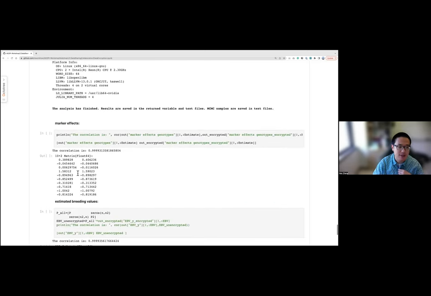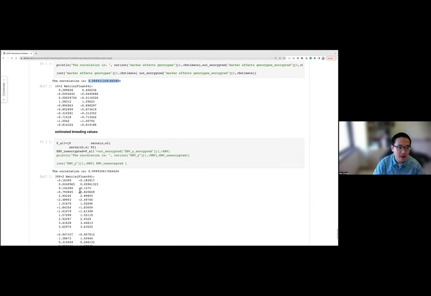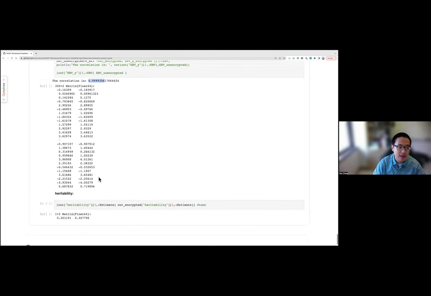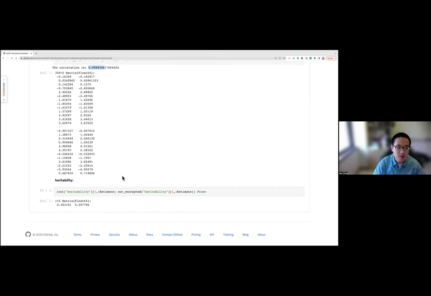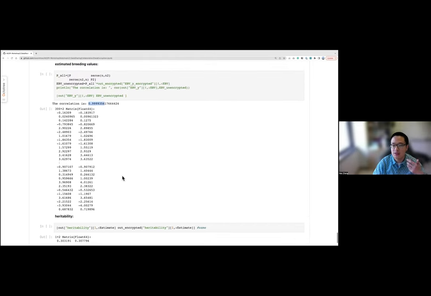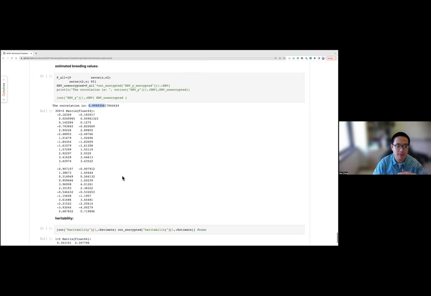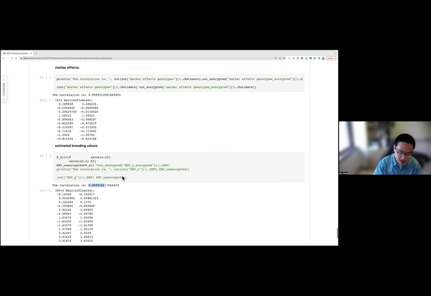If you have a look at, again, I checked everything again. So you have a look at the marker effect correlation, it's 0.99. Breeding value is 0.99 and heritability 0.30. They are very close. They're almost identical across marker effect estimation, breeding value estimation, or let's say the important genetic parameter you're interested in. We are getting identical results.